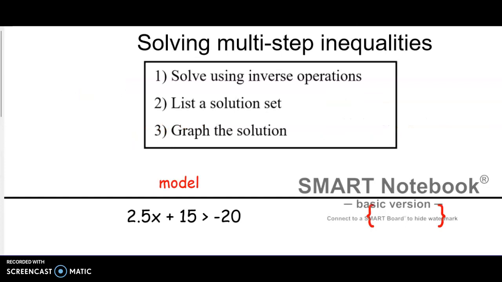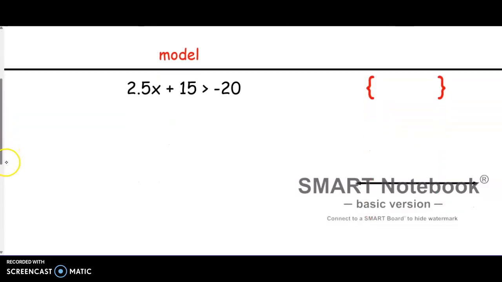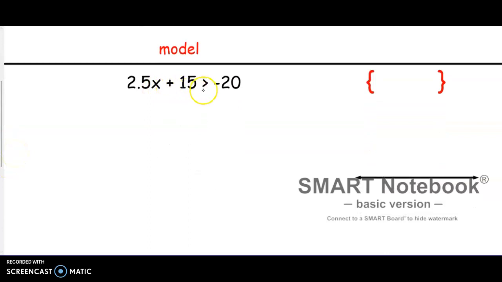Solving multi-step inequalities. First, we need to solve using inverse operation, list the solution set, and then graph the solution. So here you've got 2.5x plus 15 is greater than negative 20. Solving it like a two-step equation, I'm going to subtract 15 from both sides. Bring my greater than sign down.